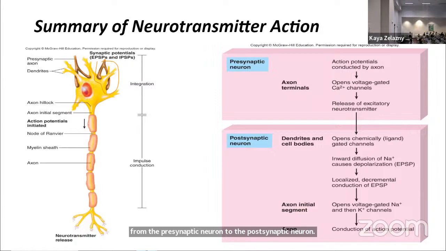So that's it for today. Next time we'll talk very briefly about a couple of other cell types that exist in our nervous system that are not neurons, and we'll do some review.